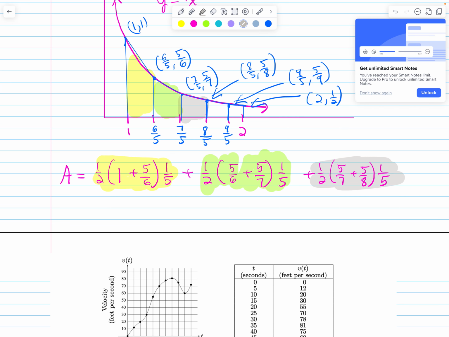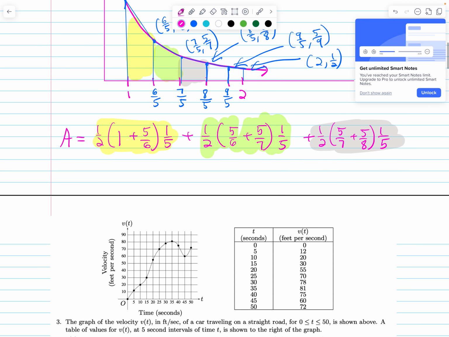2 more to write up, plus 1/2 5/8 is going to show up again because it's the side of the next trapezoid, times the delta x of 1/5. Running out of colors that I like. That would be that trapezoid. And again, I realize my drawing is not even remotely to scale.